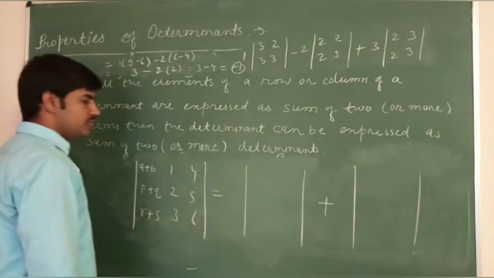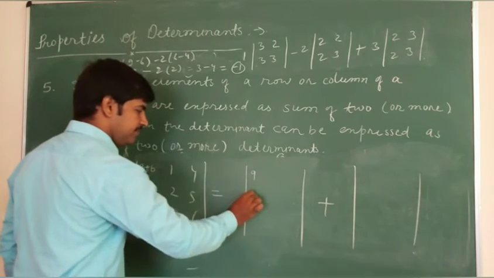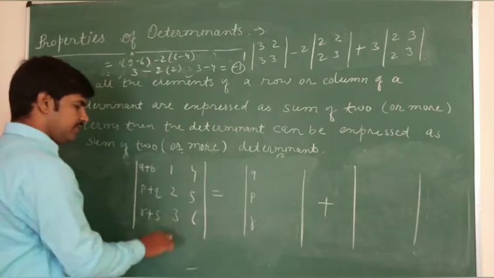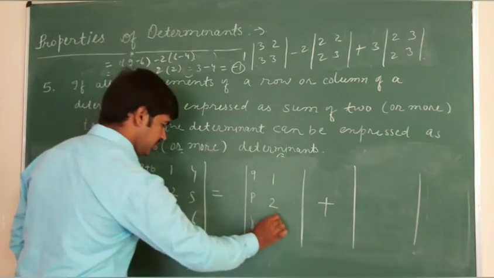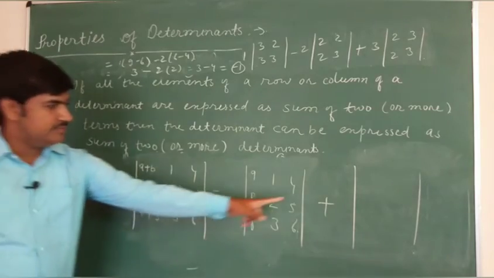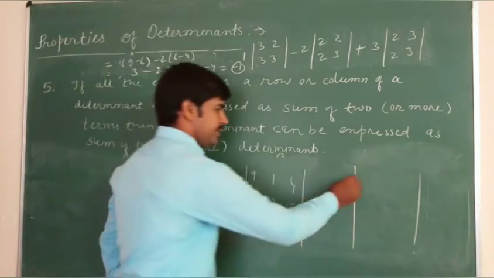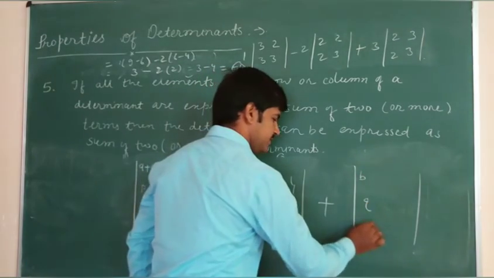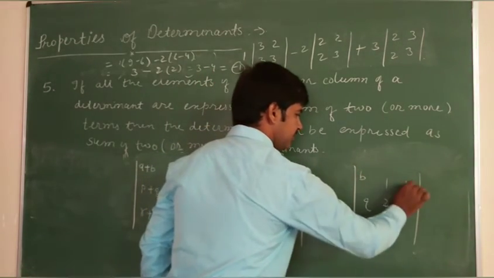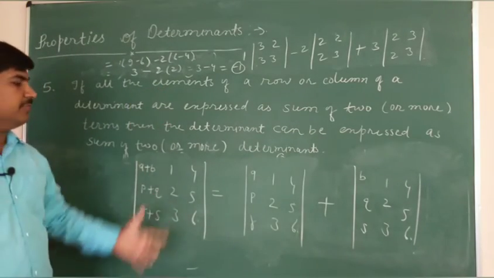And which will be those two determinants? The first one has C1 as a, p, r, and there will be no change in the other columns, 1, 2, 3, 4, 5, 6. And the second one has C1 as b, q, s, and here again 1, 2, 3, 4, 5, 6. This is how you must be able to use this property.